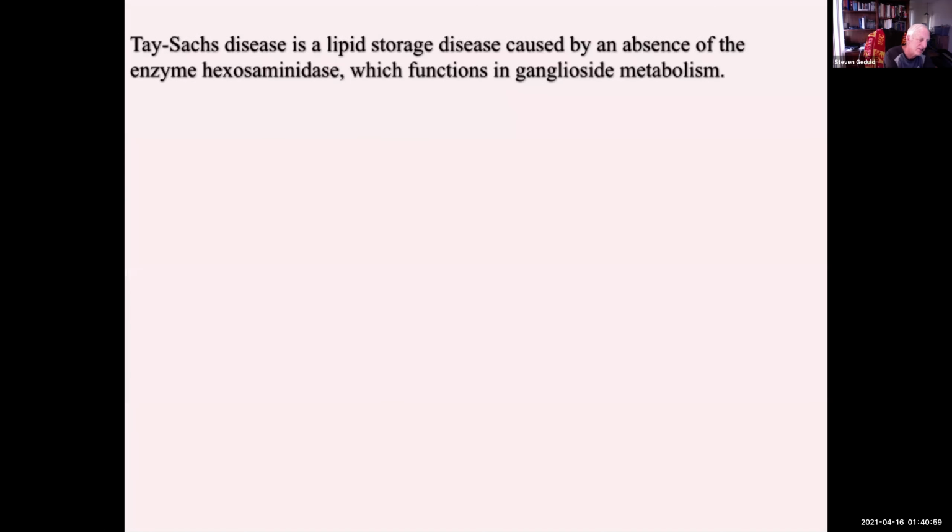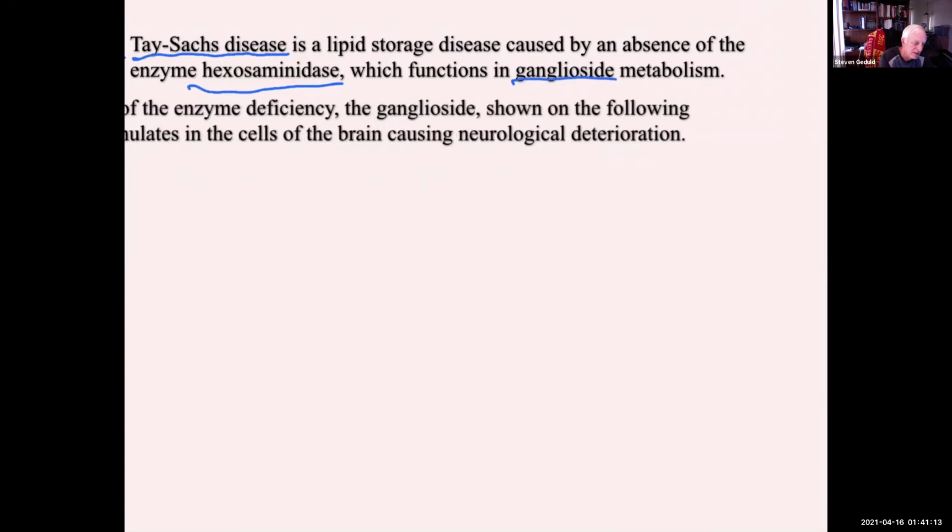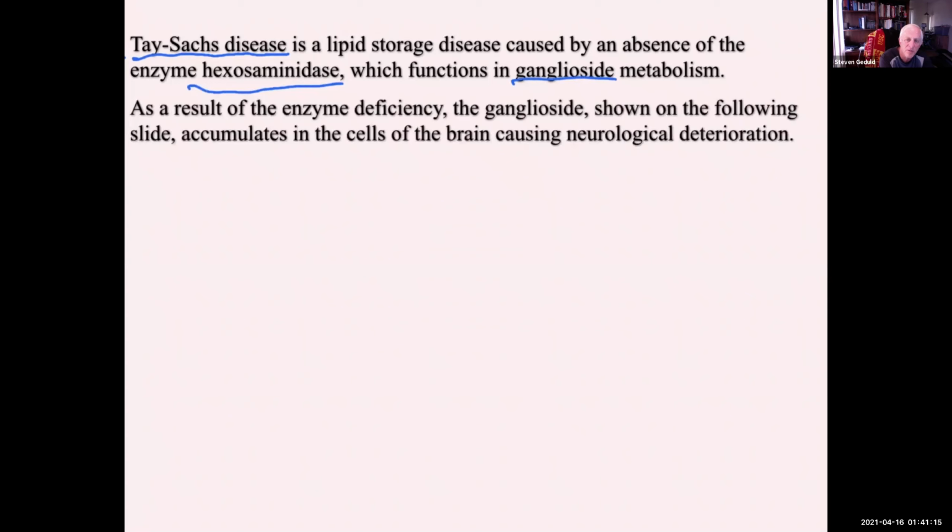Okay, Tay-Sachs disease, which is another lipid storage disease, caused by the absence of the enzyme hexosaminidase, which functions in ganglioside metabolism. So again, you're missing the enzyme to break down the lipid. As a result of the enzyme deficiency, gangliosides, shown on the following slide, accumulate in the cells of the brain, causing neurological deterioration.